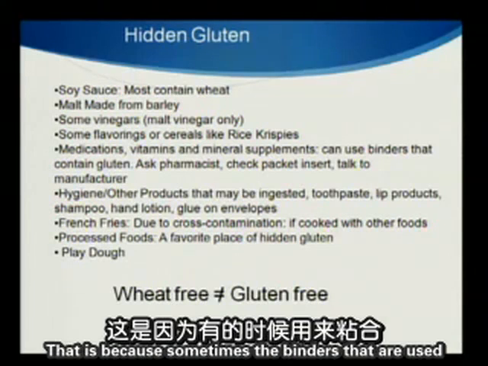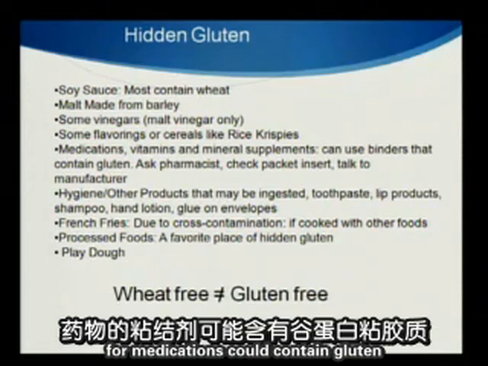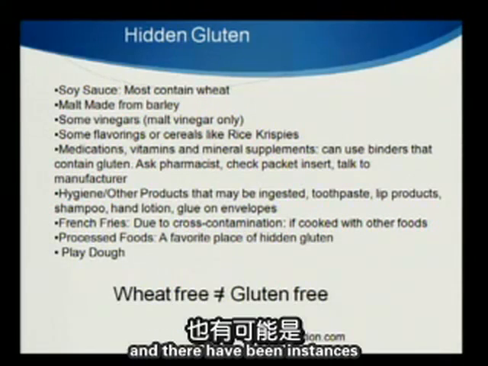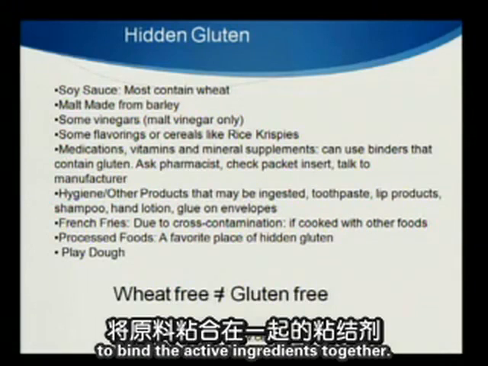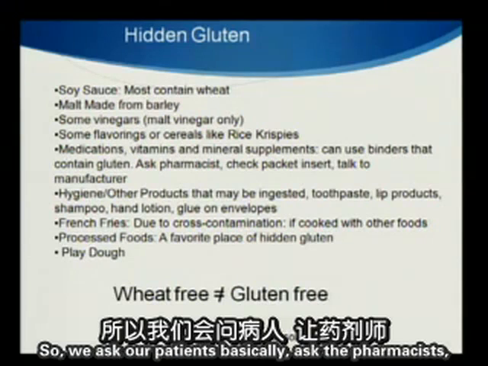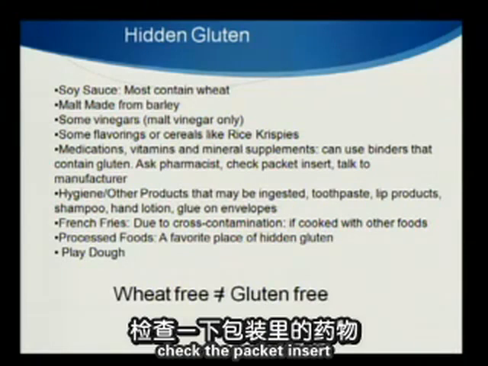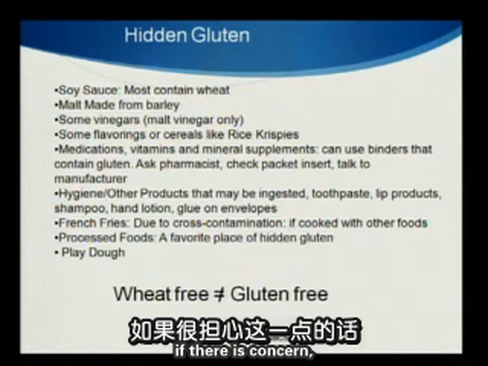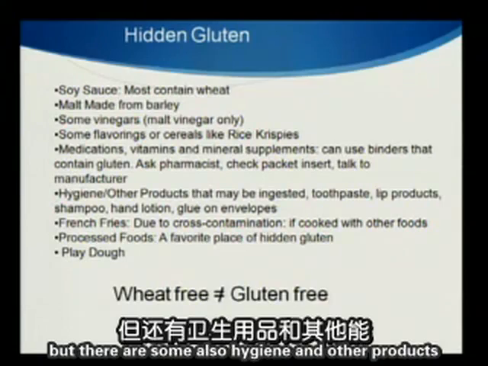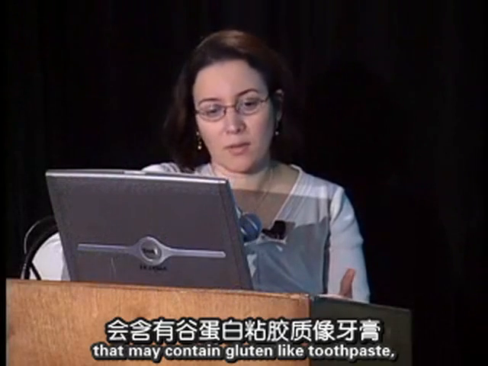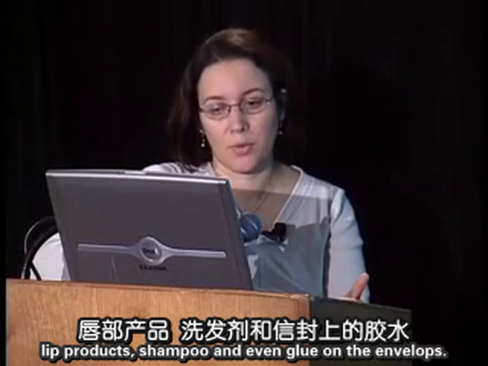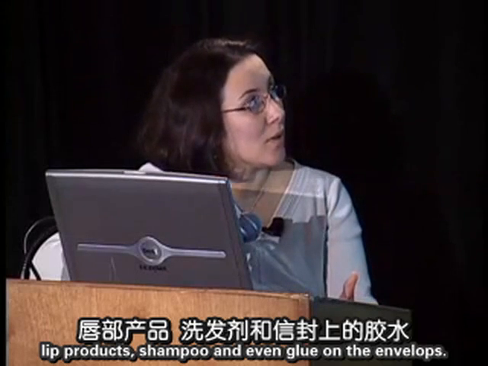That's because sometimes the binders that are used for medications could contain gluten, and there have been instances where companies just change what they use to bind the active ingredients together. So we ask our patients to ask the pharmacist and check the package insert if there's concern. But there are also some hygiene and other products that could be ingested that may contain gluten, like toothpaste, lip products, shampoo, and even glue on envelopes.